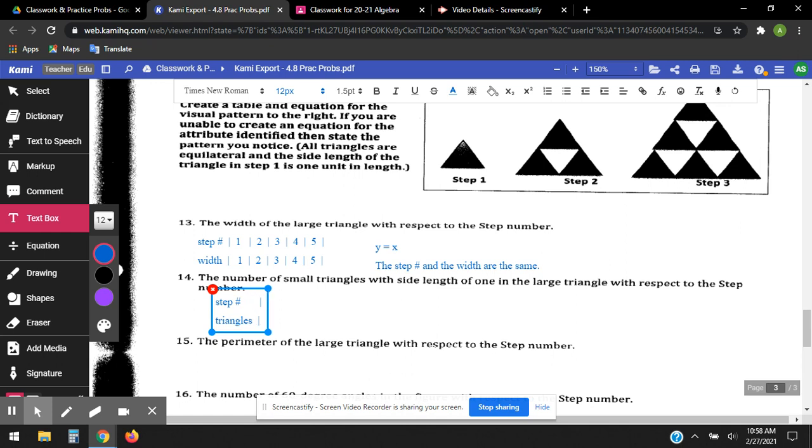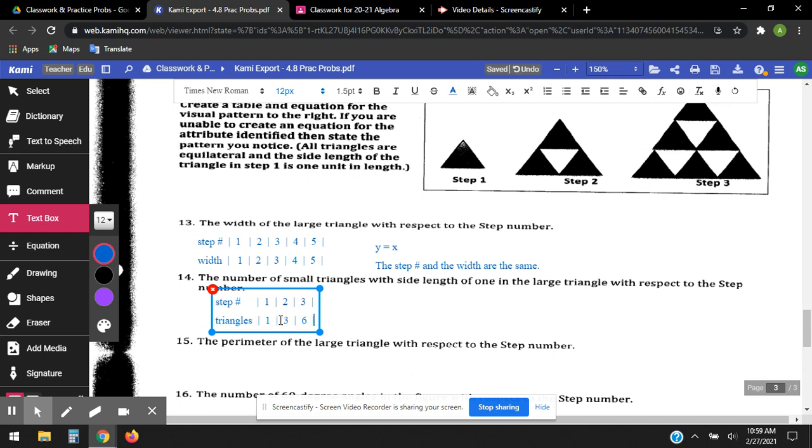Okay. So, find a pattern in 3 this time. Step 1 has 1 dark triangle. Step 2 has 3 dark triangles. Step 3 has 1, 2, 3, 4, 5, 6 dark triangles. Okay, so can we see a pattern?